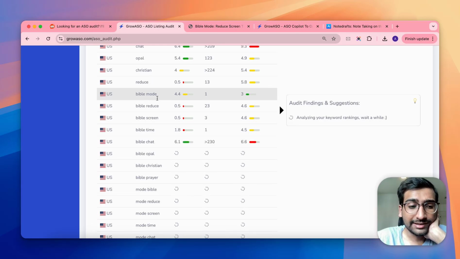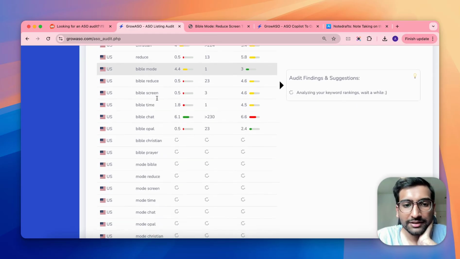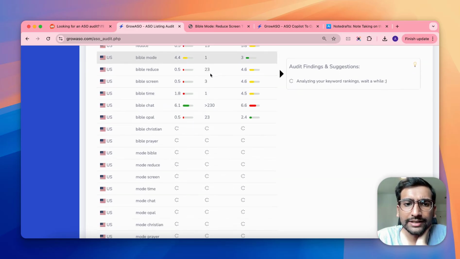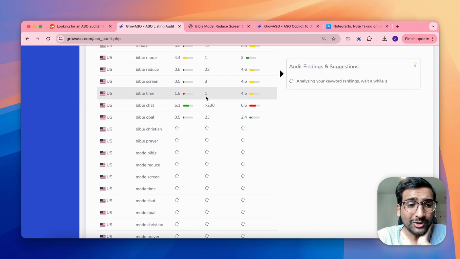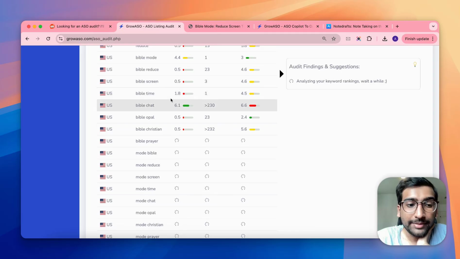Bible mode itself, the app's name, is being highly searched. So what it means is, of course, that this app has good word of mouth. People are searching for it. It's ranking number one, so it's getting good traffic just from their own app's name, right? When we look at some of the others, Bible time also number one. Bible chat is not there, so this might be an interesting keyword for you to consider.